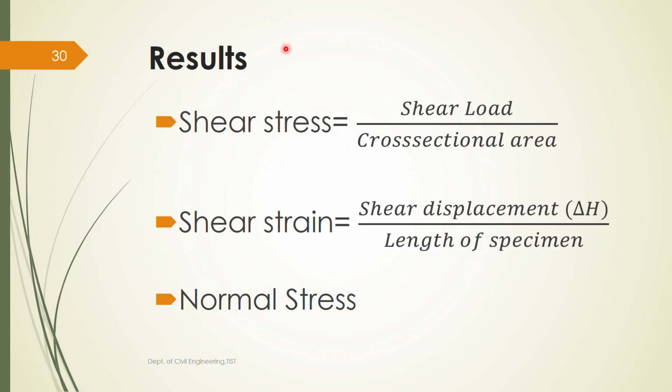Now about the results. As I told you, we'll be getting the shear load from the proving ring value. Shear load divided by cross-sectional area will give you your shear stress, and from the dial gauge you'll be getting the shear displacement. Shear displacement divided by length of the specimen will give you the shear strain, and also you can find out the normal stress. Normal stress value is not changing during the test, so you can directly get the value of normal stress. So results will be represented based on these values.